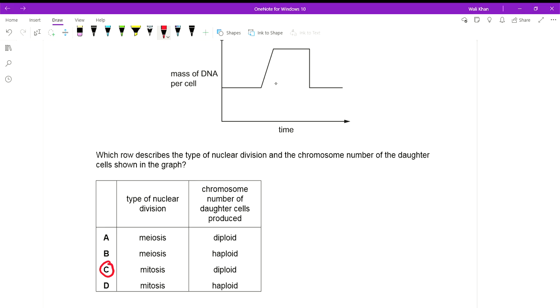What do you mean DNA is doubled and then half? Means there are two daughter nuclei which have the same DNA. Okay, so the chromosome number is doubled and two daughter nuclei are produced. Okay, so it is mitosis and diploid.